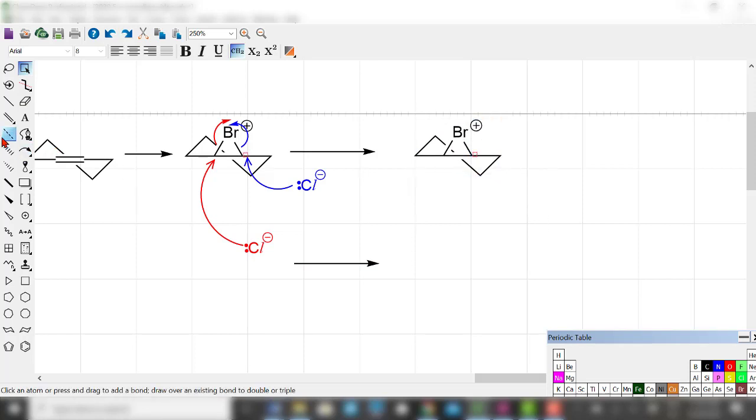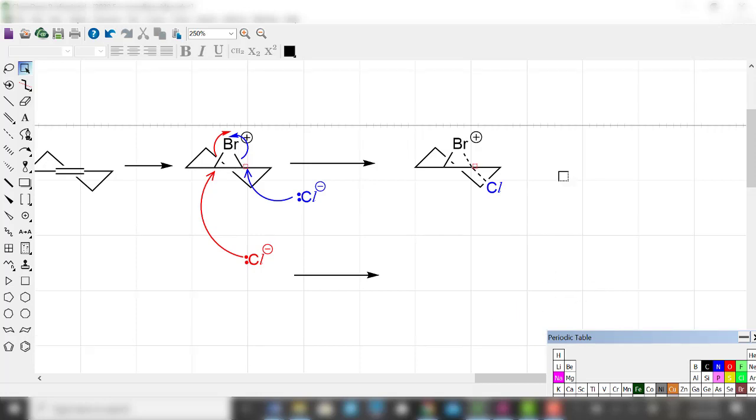First of all, we are expecting the bond between this Br and the carbon to break, and then a bond between the Cl and the carbon to be formed. So I'll just put the Cl here. Now, you would expect the transition state to be an early transition state.